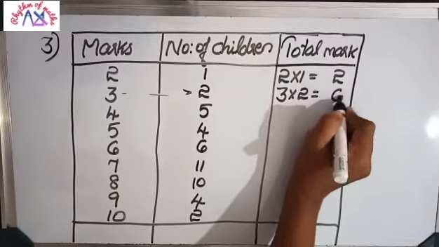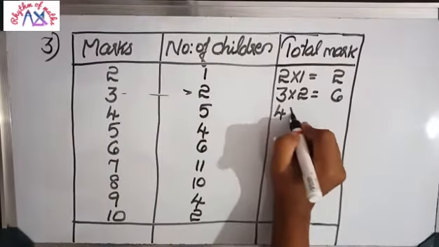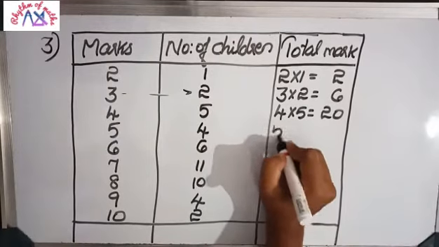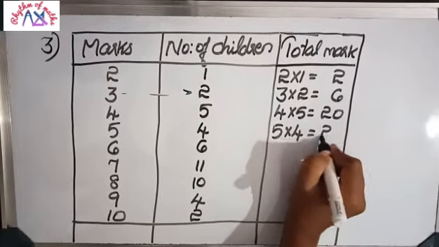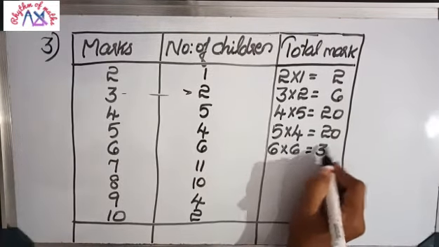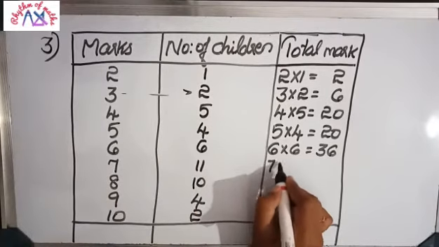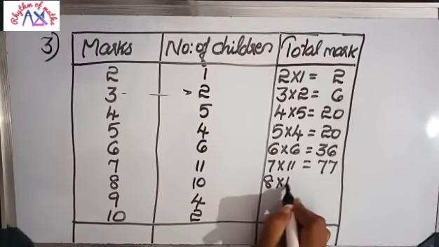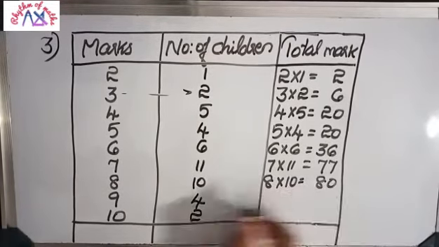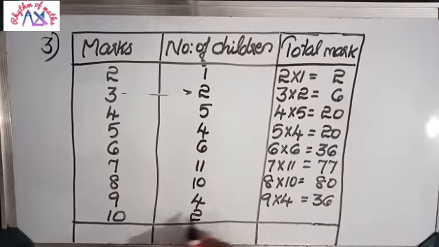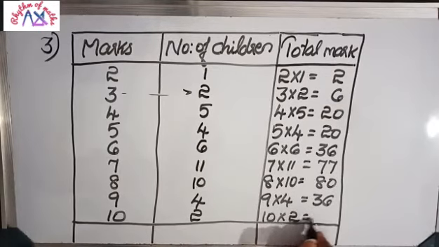3 2s are 6. Next is 4 into 5. That is 20. Next is 5 and 4. So 5 into 4, again 20. Next is 6 into 6, 36. Next is 7 into 11. That is 77. Next is 8 into 10. That is 80. Next is 9 into 4. That is 36. Next is 10 into 2. That is 20.